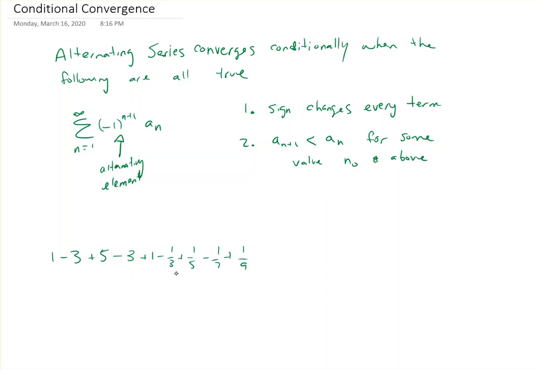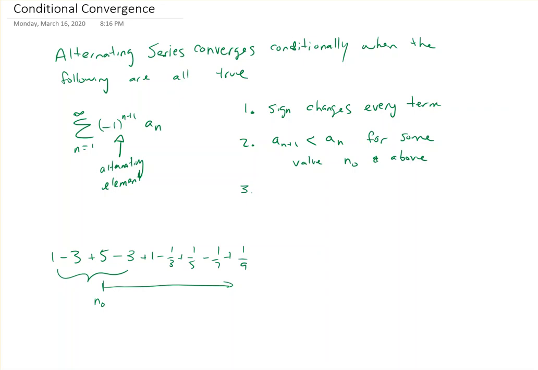And if it were to do something like this, you may say in the beginning here it wasn't really getting smaller, right? But after this point on, starting at some n0, it started getting smaller. And by smaller, I mean the absolute value of each term. 3 is smaller than 5. 1 is smaller than 3. 1/3 is smaller than 1. It starts getting smaller and smaller. If that's happening, then you have a chance for a conditional convergence.